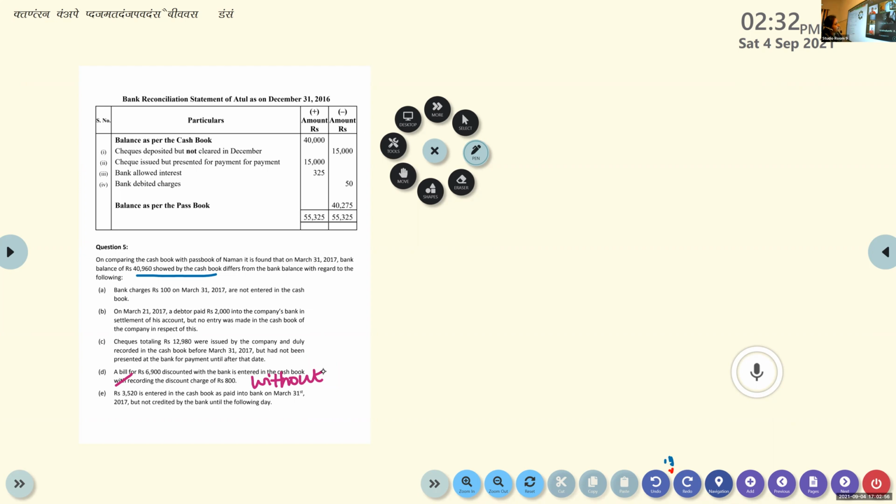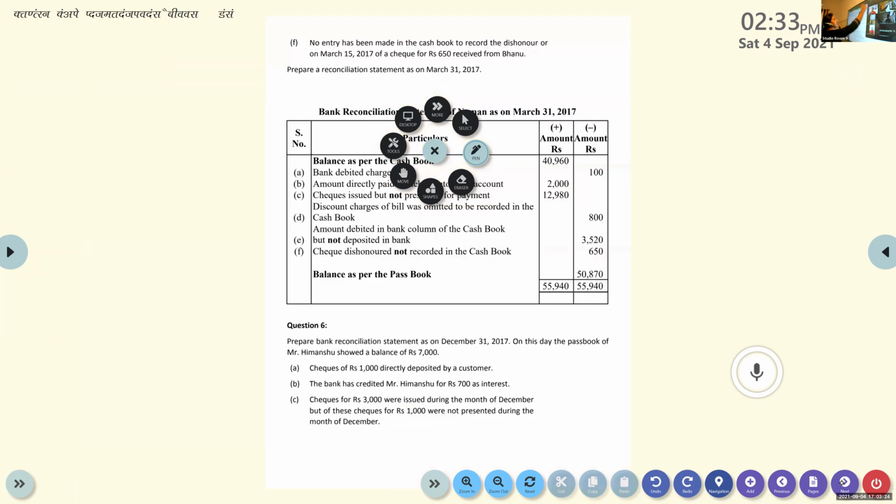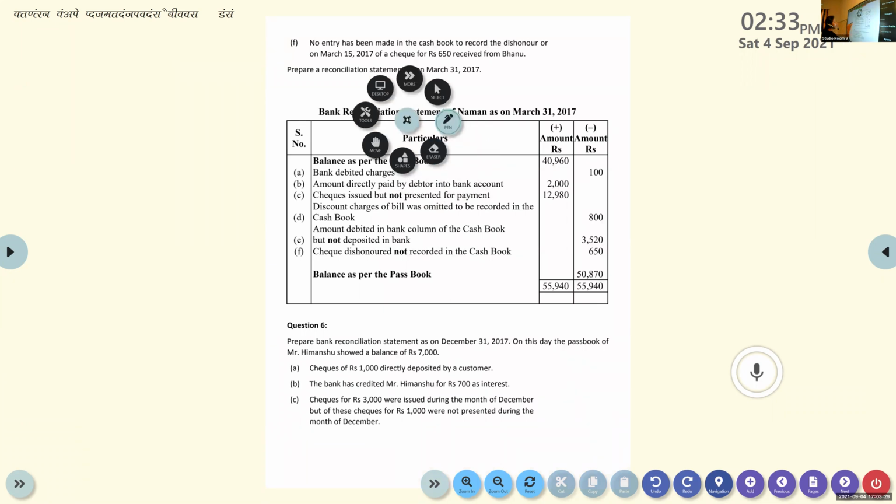So it is not there in the cash book. Already it is a bank charge, so it gets reduced from the bank account and it is already shown in the passbook as a reduction. So passbook is less. So it is not recorded in the cash book. We have to record it. So what to do? Reduce the cash book. Minus 800. Discount charges of bill was omitted to be recorded in the cash book. So minus 800.